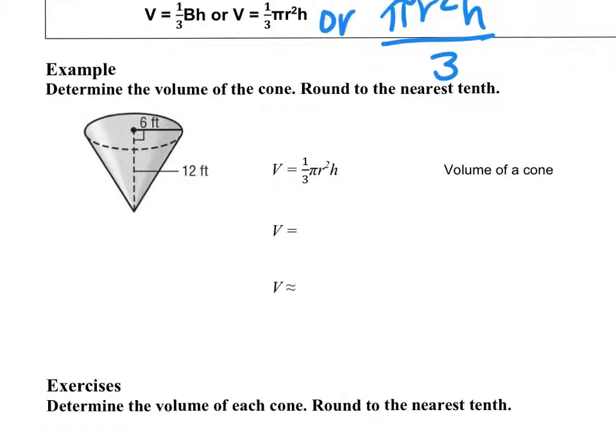But isn't pi 3.14? No, it's a long number. Pi is like 3.14. Well, yeah, it's a long number.